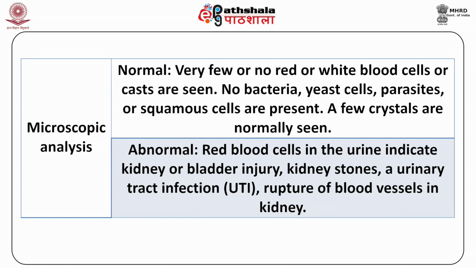Normally, very few or no red or white blood cells or casts are seen. No bacteria, yeast cells, parasites or squamous cells are present. A few crystals are normally seen. In abnormal cases, red blood cells in the urine indicate kidney or bladder injury, kidney stones, a urinary tract infection or UTI, or rupture of blood vessels in the kidney.